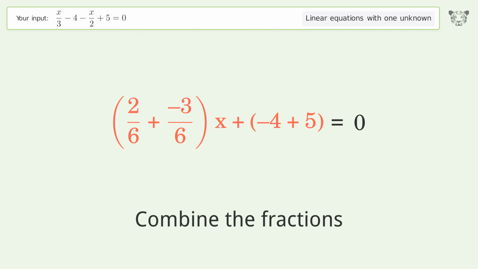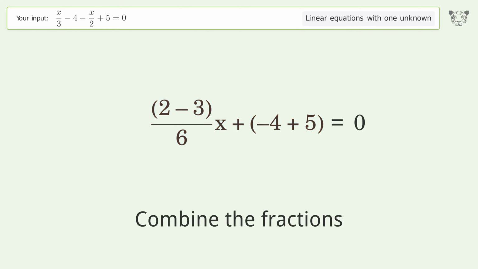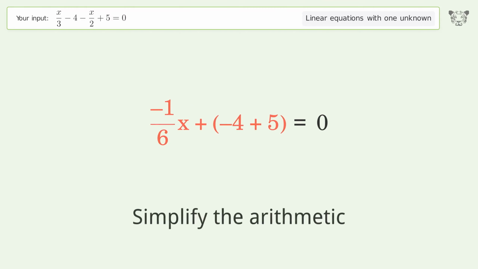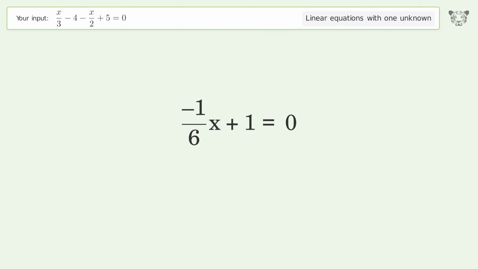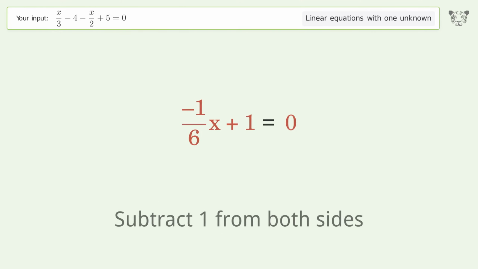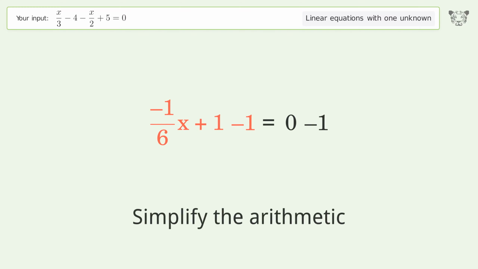Combine the fractions. Combine the numerators. Simplify the arithmetic. Group all constants on the right side of the equation. Subtract 1 from both sides. Simplify the arithmetic.